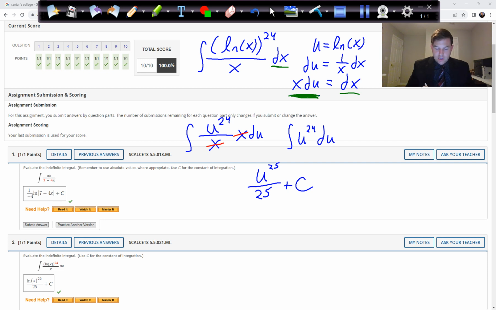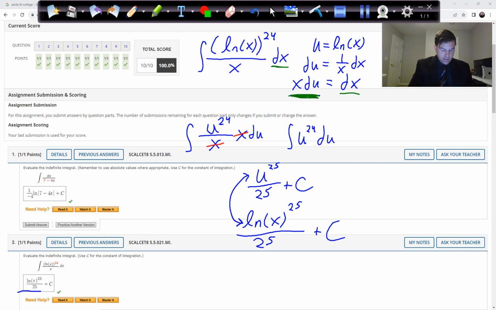Then the last step is to replace u with natural log of x raised to the 25th power all over 25 plus the c. So notice how at the very last step we replace u with what it is, natural log x, which we picked at the beginning. And here's how I typed it to get it correct.